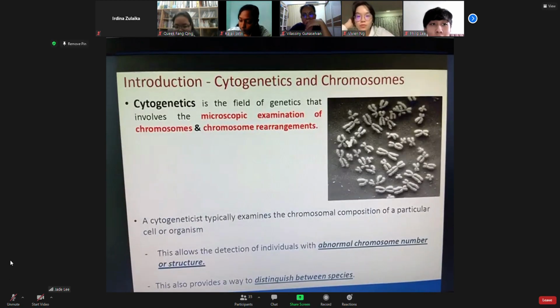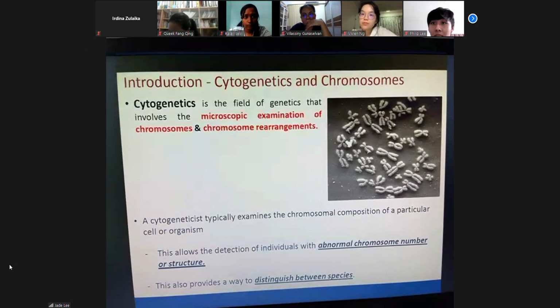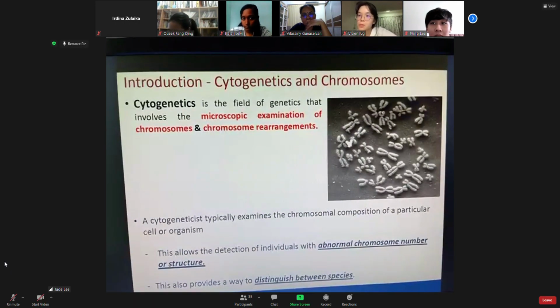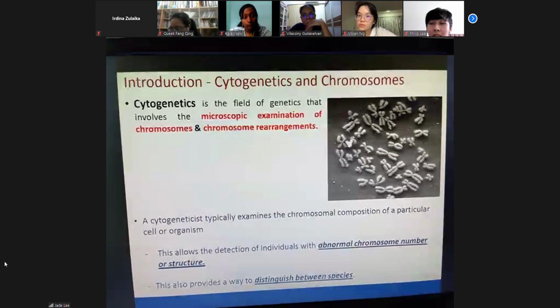So it's a field of genetics that involves microscopic examination of the chromosome and chromosome rearrangement. Typically they examine the chromosome composition in the cell and also the organism. So this allows the detection of individuals with abnormal chromosome number or structure.